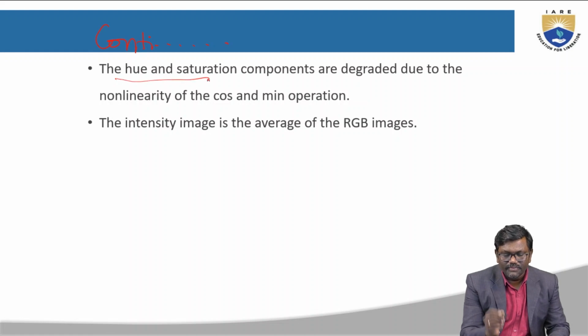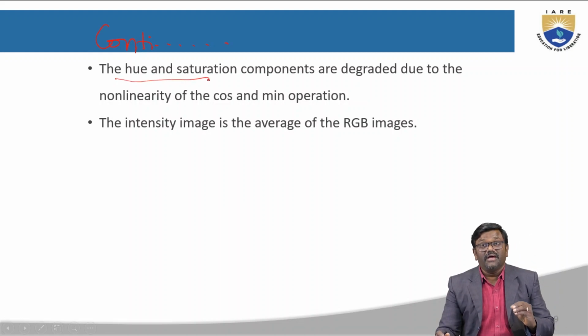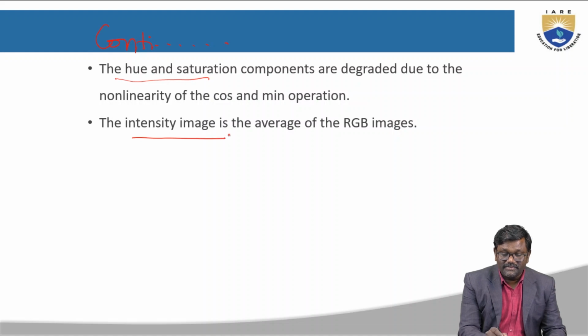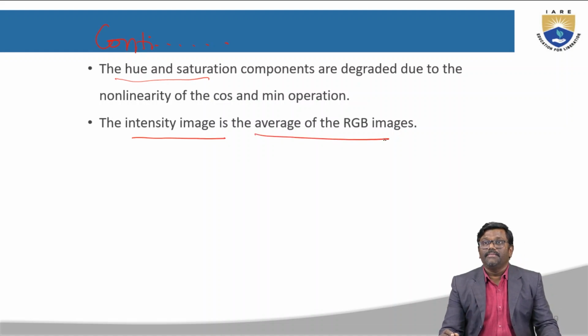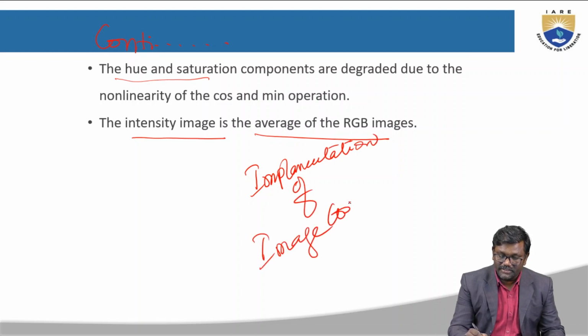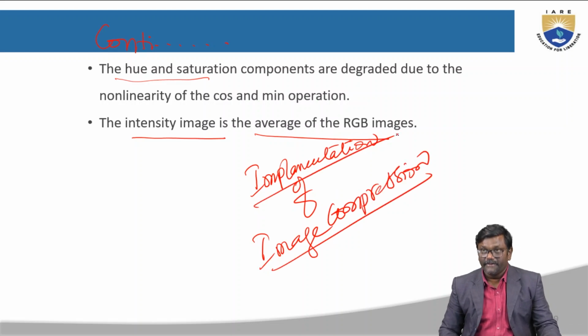You will find that the hue and the saturation components are degraded due to the nonlinearity of the cos and min operations. So what we are concentrating on here is that the intensity image is the average of the RGB images, which helps us with the implementation of image compression. That is what we are going to achieve here.